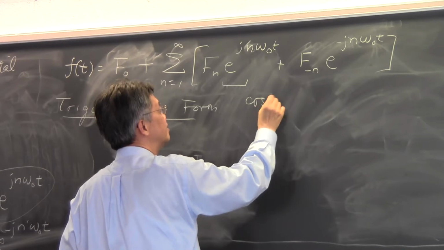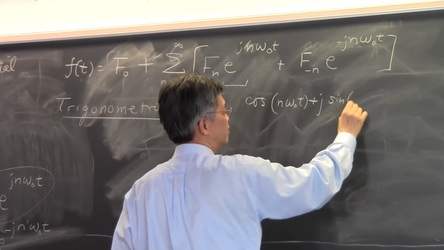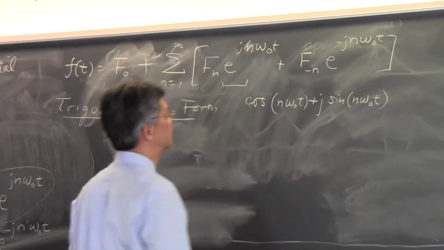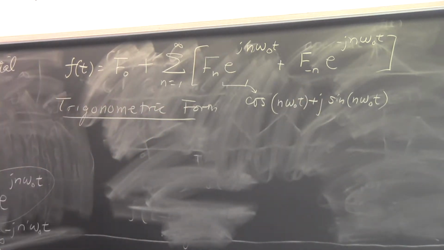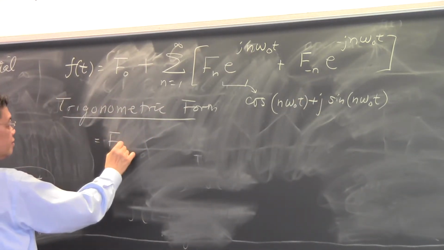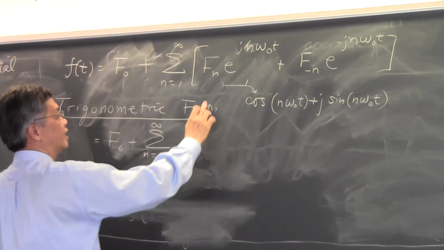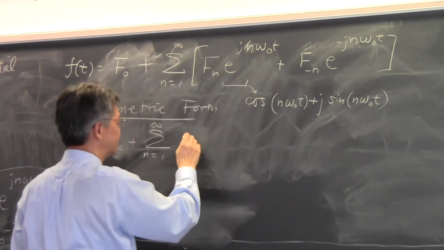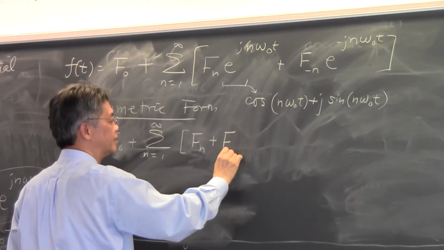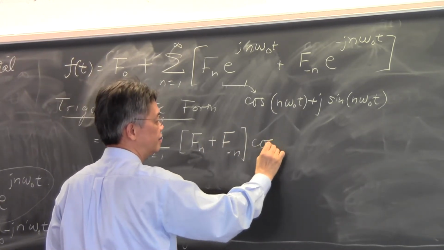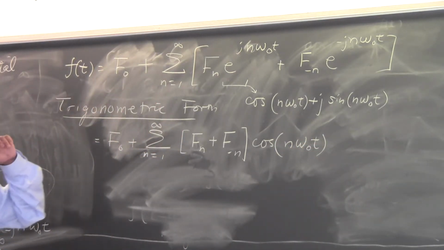If I use Euler's identity for that, I will have cosine of n omega naught t plus j sine of n omega naught t, for just this thing over here. And this will be just a complex conjugate of that. So if I were to rewrite this, I can combine the cosines from the first term and the second term. Combining the cosines, I will get this times cosine of n omega naught t. I'm doing it kind of quickly.